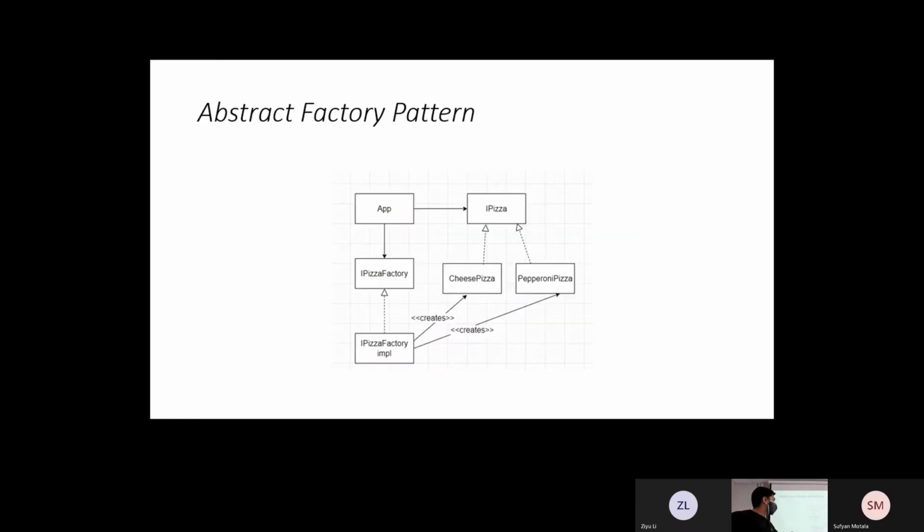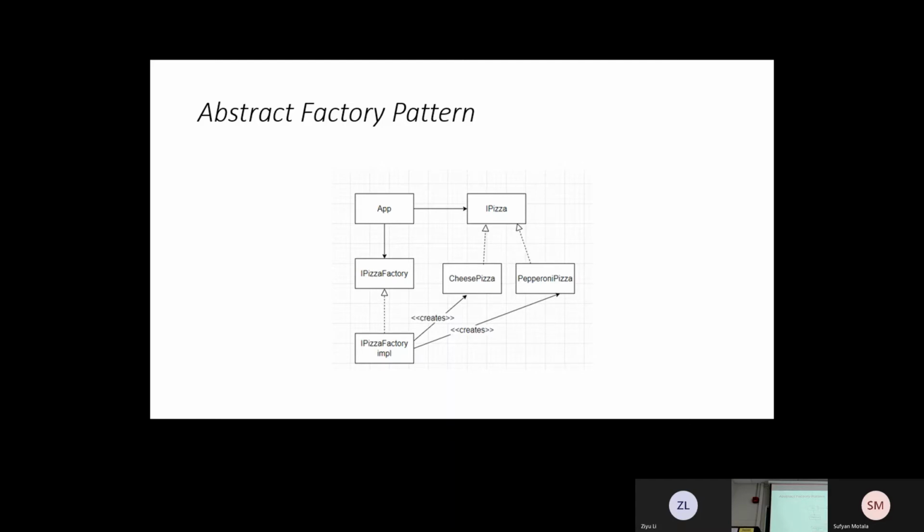So instead of having this pizza factory that does the object creation, let's first make two interfaces. One of these interfaces is the pizza class, which I labeled as iPizza, just so it's clear that it's an interface. And this is also an interface. So we have two interfaces, but notice that our application only depends on these two interfaces.